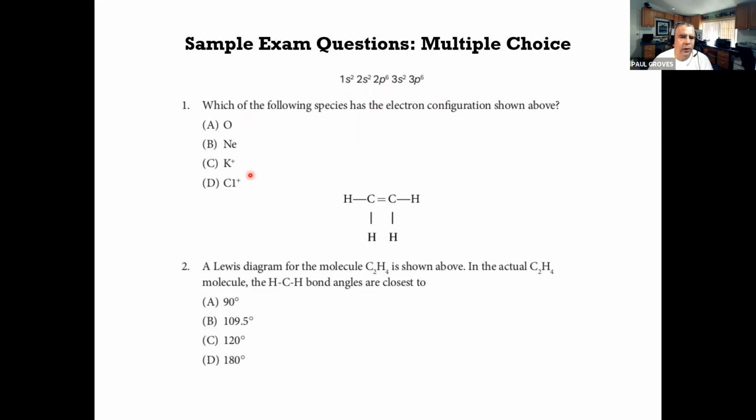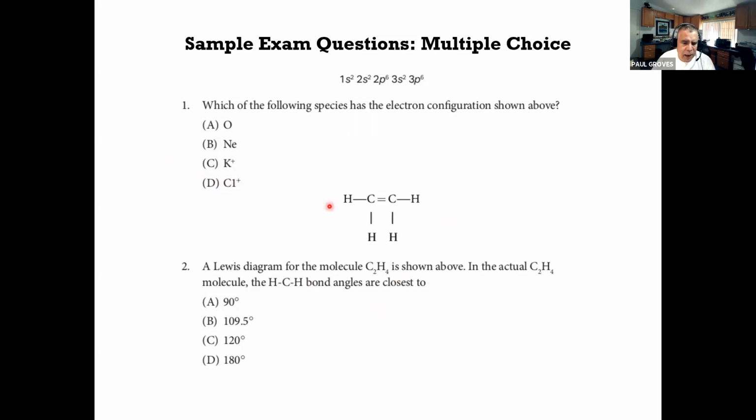So which of these could be like argon? It's not oxygen or neon. Those are nowhere near 18 electrons. But here's K plus, Cl plus, okay? If it were Cl minus, that would be 17 electrons plus an additional one. But this is Cl plus, that's only going to be 16 electrons. So the answer has to be C.